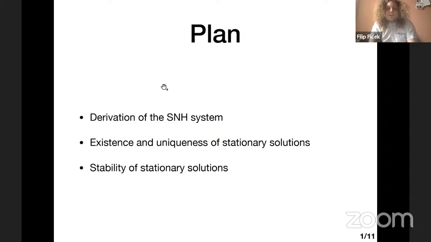And in particular, even though the topic is pretty general, I will focus exclusively on one kind of nonlinear Schrödinger equation, which we call the SNH system. I will begin by showing motivation to tackle this problem coming from general relativity. Then I will say a few words about existence and uniqueness of stationary solutions of this system. And I will finish with the main focus of this talk, which is stability of such solutions.